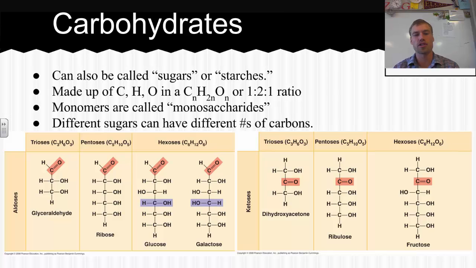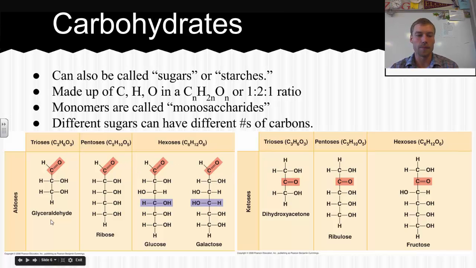And then the different sugars can have different numbers of carbons. So basically, when we talk about carbohydrates, we're talking about chains or rings that are linked together. And you can see that we have lots of different types. We have trioses, pentoses, hexoses, and again, these can all have different locations of where the functional groups are.